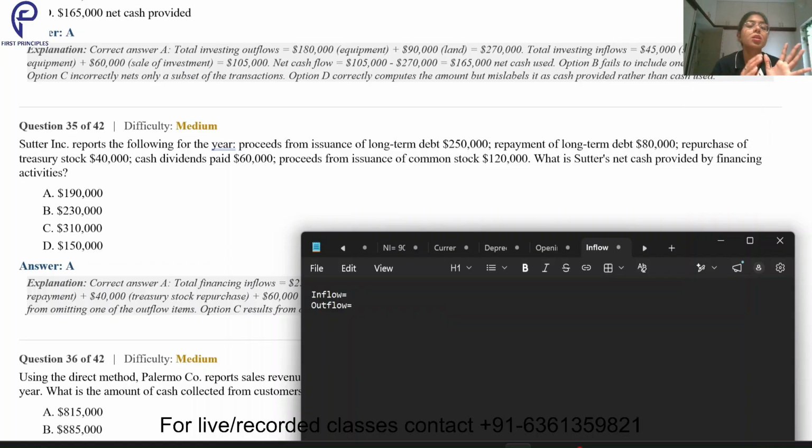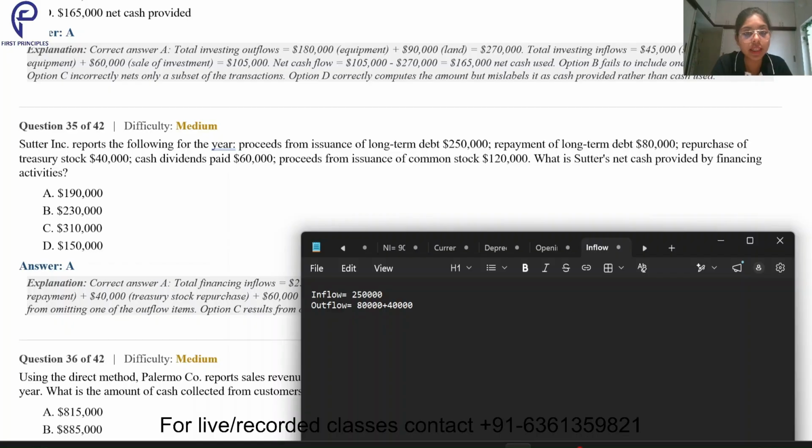as much as you can. So they report the following for the year: proceeds from issuance of long-term debt. They are getting money from issuing the long-term debt. So 2,50,000. Repayment of long-term debt. You are paying off the long-term debt. So what you need to add? 8,80,000 is what you're repaying, that means outflow. Repurchase of treasury stock, you are purchasing your treasury stock, that means you are paying money out of your pocket, so this becomes 40,000.